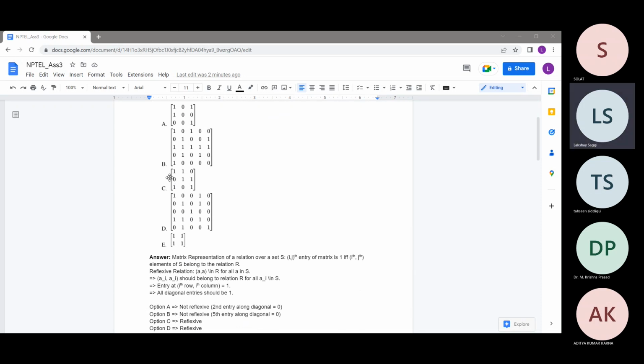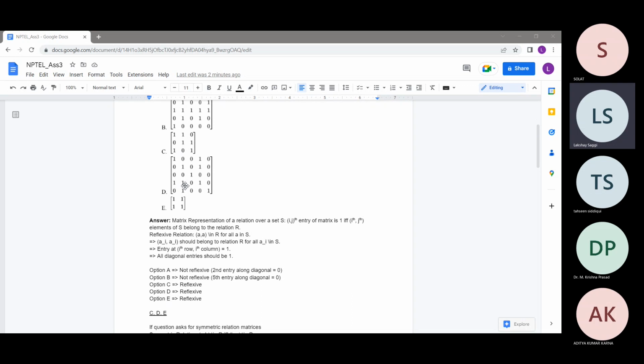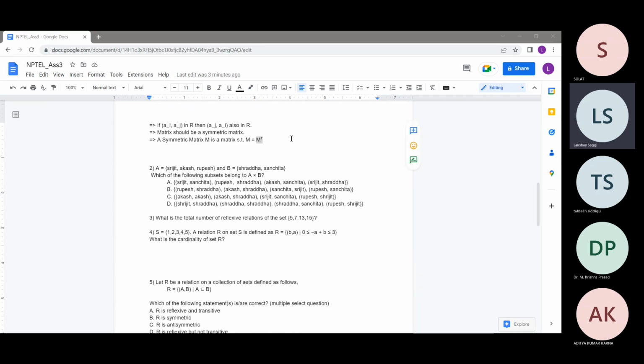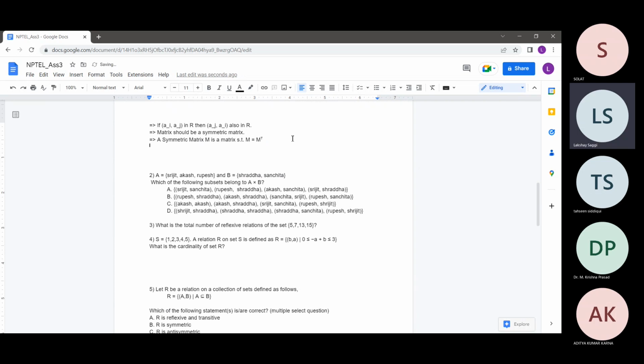So option C, again, the first row, second column and second row, first column entries are not equal to each other. So the transpose is not equal to the original matrix. Now let's come to option D. In option D also we can see that the fifth row and the second column has 1, but the second row and fifth column has 0. So this is not a symmetric matrix. And in option E, we can see that actually all entries are 1. So the transpose will also have all entries as 1. So option E is a symmetric matrix. So basically only option E is symmetric here.